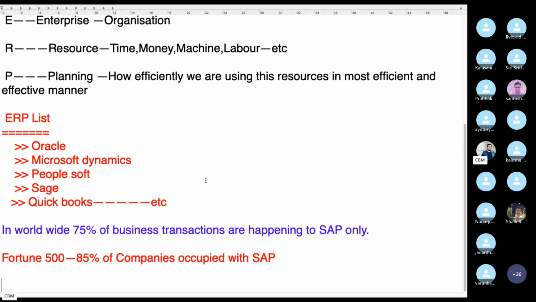That is the reason I told you almost 85% of the companies. These are almost all topmost big companies, and they prefer SAP only.